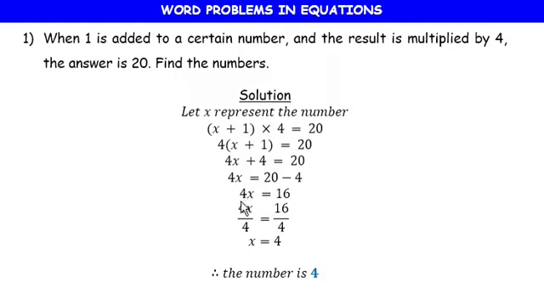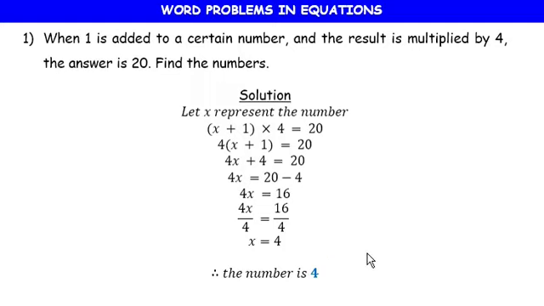And then we are going to divide both sides by the coefficient, 4. So we're going to have 4x divided by 4 is equal to 16 divided by 4. So this 4 cancels out this 4, leaving us with x. So our x is equal to 16 over 4, which gives us positive 4. Therefore the number is 4.